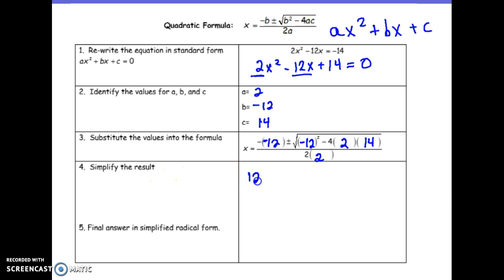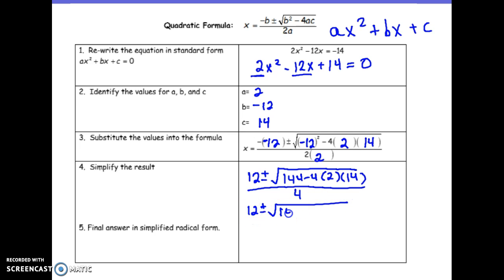Negative 12 is positive 12, plus or minus the square root of 144 minus 4 times 2 times 14. So that's all divided by 4. Okay, I'm going to simplify a little bit more. I've got 144, and it's going to be minus 112, if I multiplied my 4 times 2 times my 14, and we divide by 4. So we end up with 12 plus or minus the square root of 32 divided by 4. Okay, if you notice what's underneath the radical sign, the discriminant, is actually not a perfect square. So we need to put that in simplest radical form.